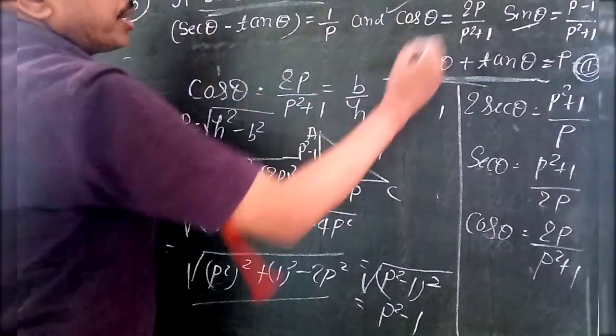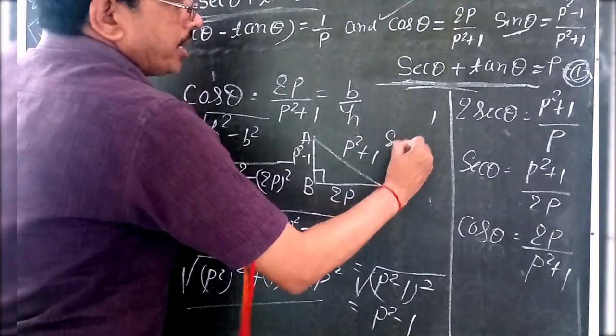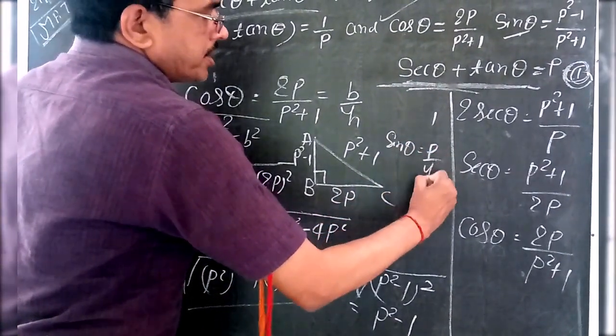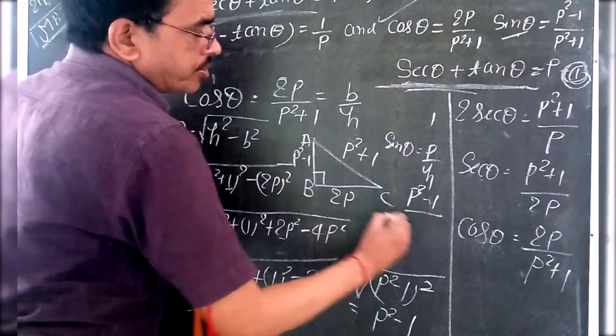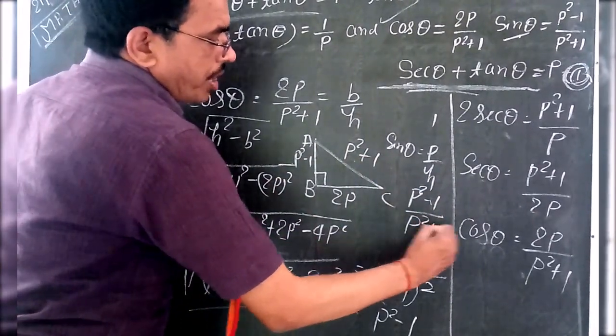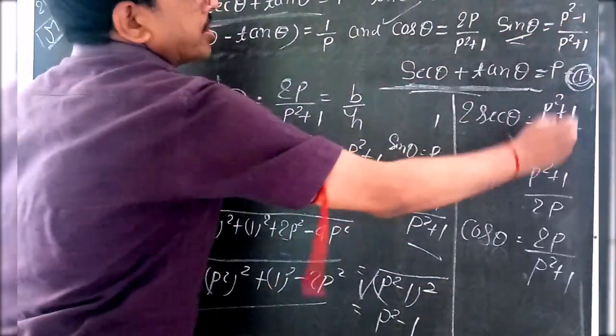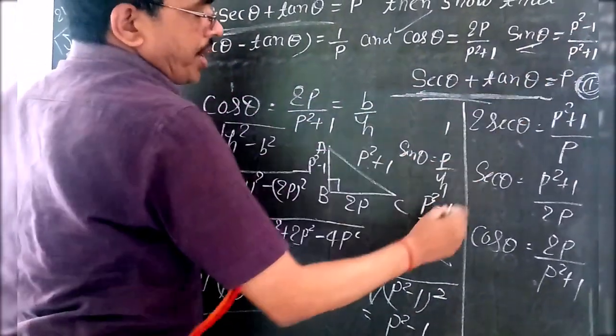So what is sine theta? Then sine theta is equal to p by h. And what is p in the question? P is p square minus 1 and h is p square plus 1. So sine theta is also p square minus 1 by p square plus 1.